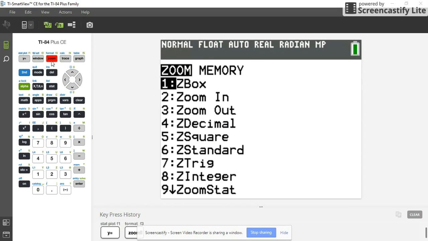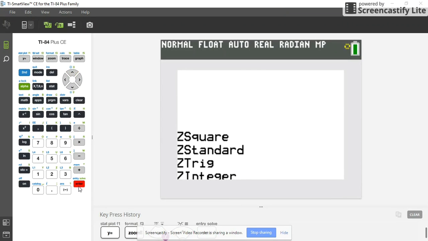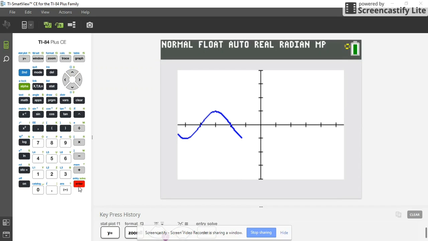So I'm going to zoom in, and let's do zoom trig. All right, and that's just because, whoops, too far. Sine is a nice trigonometric function. So we hit enter, and here comes the graph of sine, which should look familiar from pre-calculus. Now we're interested in the graph of its derivative.